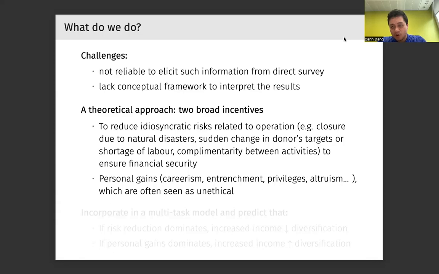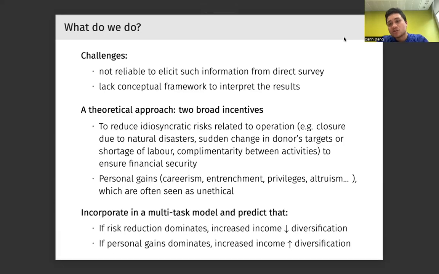The second, very broad reason that NGOs would try to offer more activities, more services, is related to personal gains from doing so. It could be the managers trying to advance their career. It could be trying to entrench themselves with a prolonged relationship with donors. It could be to earn some privileges or perks from offering more and more activities, or it could be some pure altruism. I will be talking about the motivations behind each of these motives and how we would model them in the theoretical model.